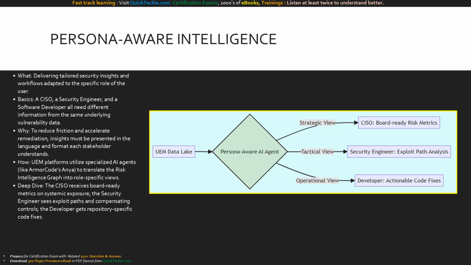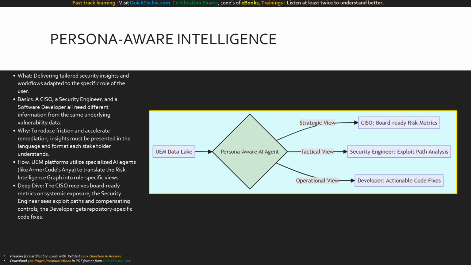They deploy specialized AI agents to translate the risk intelligence graph dynamically. As a deep dive, when a massive zero-day hits, the platform generates a board-ready exposure summary for the CISO. Simultaneously, it maps the exploit chains for the security engineer and pushes actionable, line-by-line code fixes directly to the developer's IDE. One dataset, perfectly customized for every persona.